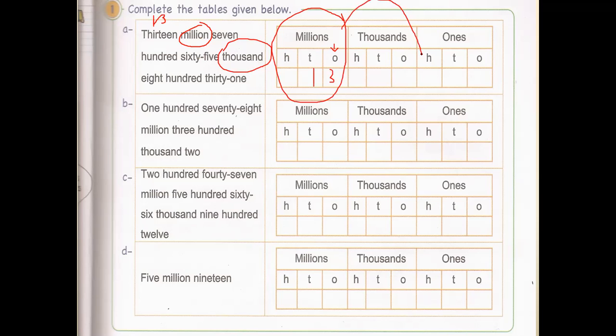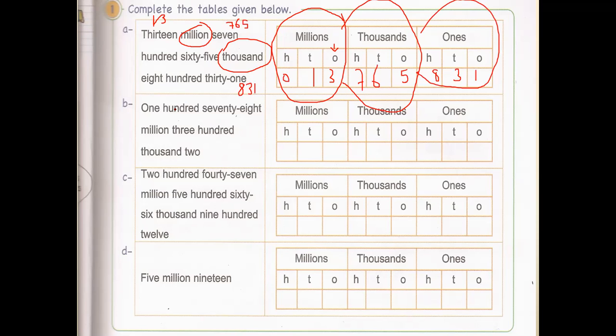765,000. So now I will fill it in the thousand family. 765. How do we write it in digits? 7, 6, and 5. Fill it in the thousand family, starting from the ones. 5, 6, 7. 831. How do we write it? 8, 3, 1. We still have the ones family, starting from the ones. 1, 3, and 8. The empty space at the beginning, you can fill it with 0.